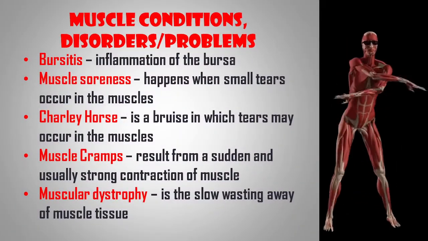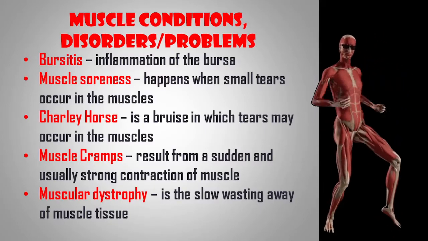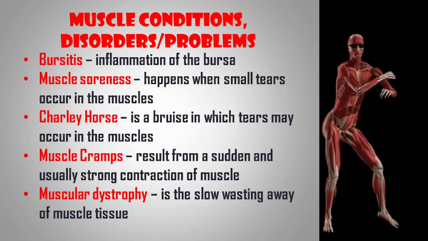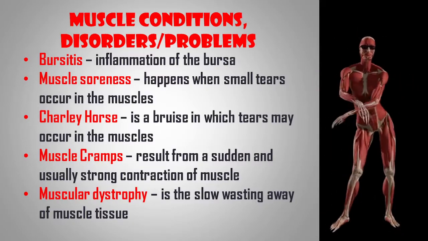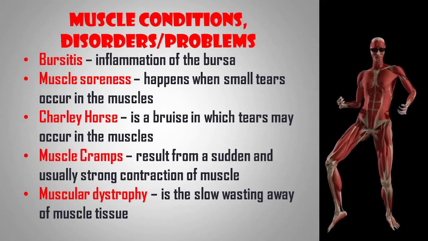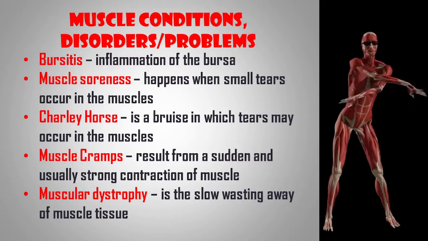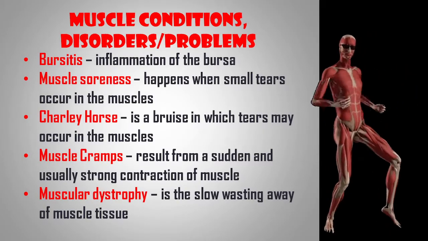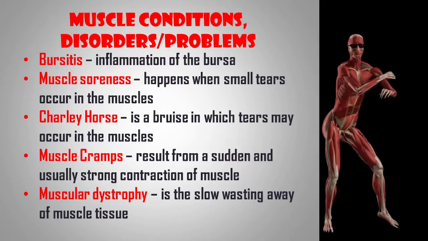Okay, so these are some of the muscle conditions, illnesses, disorders, or problems in our muscles. I will just read each one of them so you have an idea, and then you can research more about this type of disorder. So we have bursitis, muscle soreness. Every time we have a small tear in our muscle, we feel pain. So that's muscle soreness.